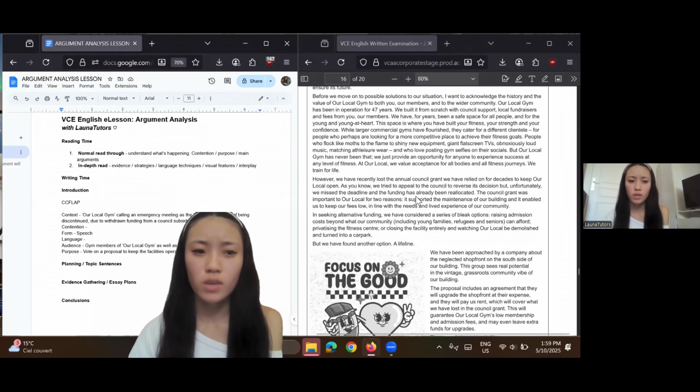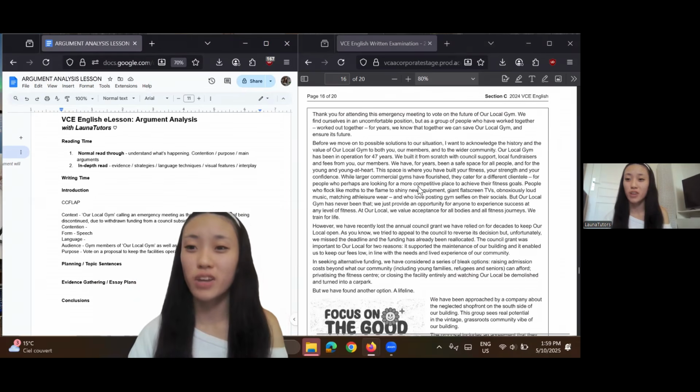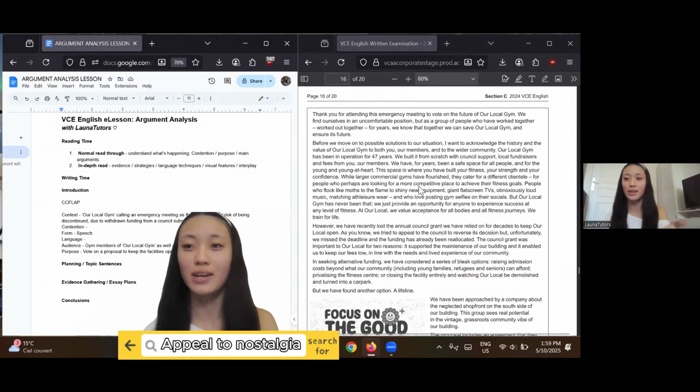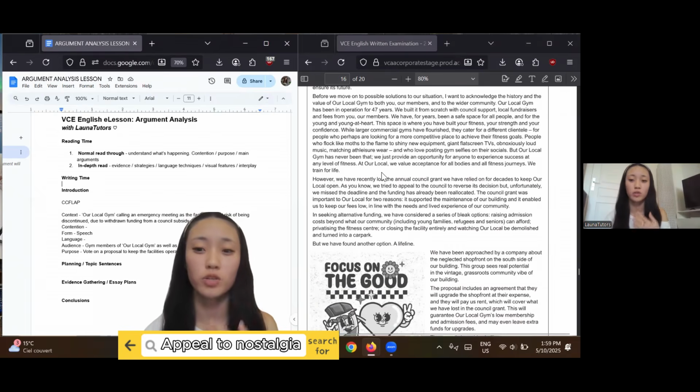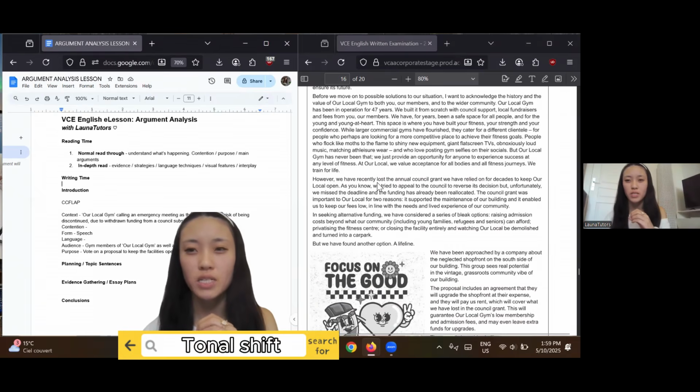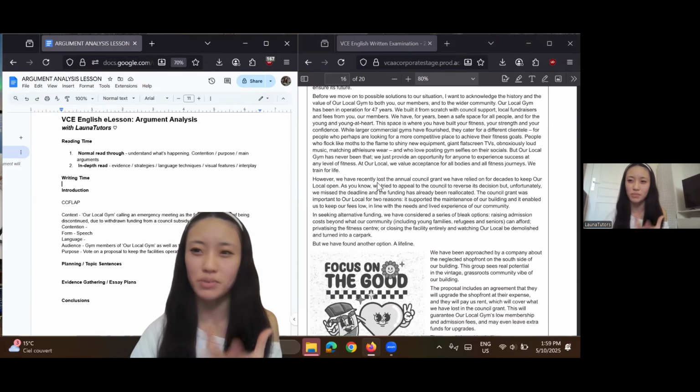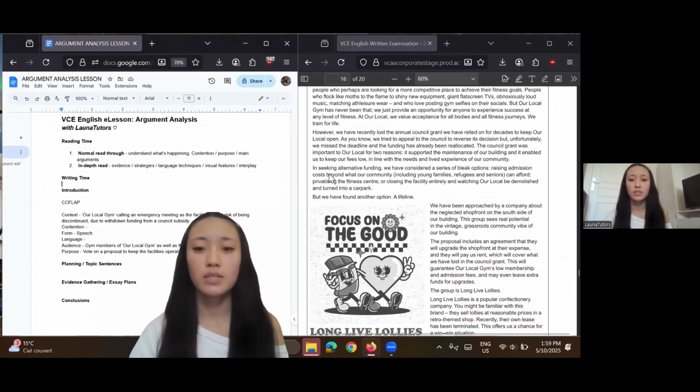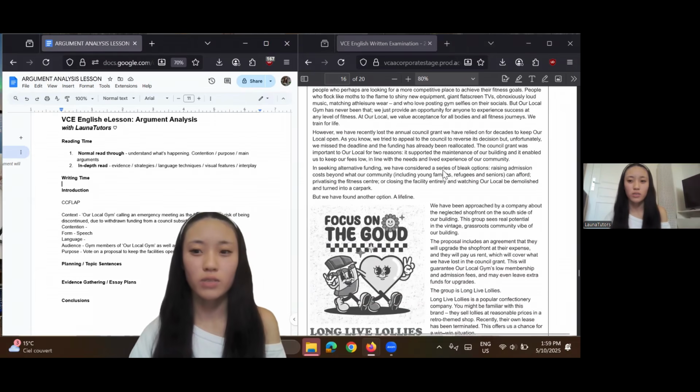And it's interesting what's going on here, right? They've kind of tried to butter you up a little bit and been like, oh, remember all the good times, and then now they're shifting the tone into something that's a little bit more desperate, maybe bleak. In seeking alternative funding, we have considered a series of bleak options, raising admission costs beyond what our community, including young families, refugees, and seniors, can afford.